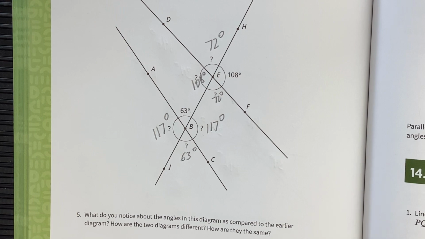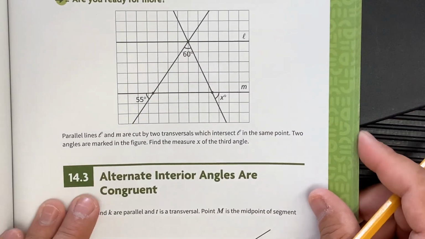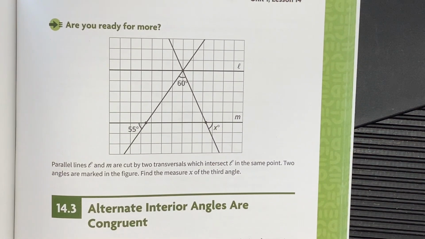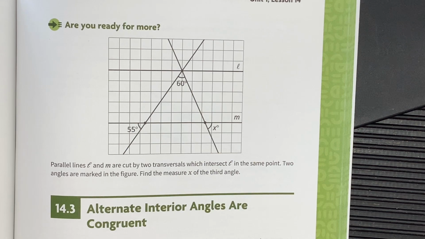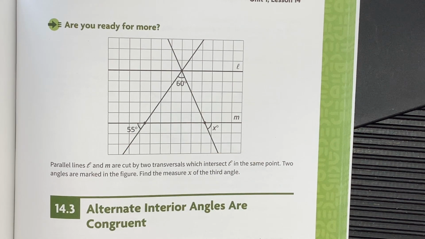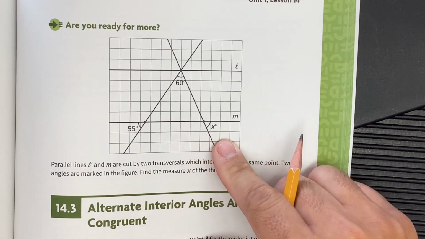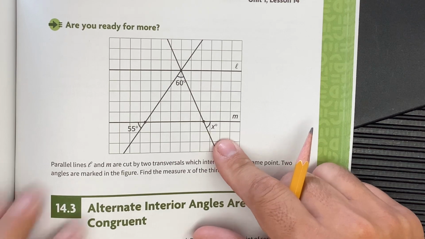Okay, we already answered 5. What is different about those? That one was not parallel. Taking a look at the Are You Ready? Kind of an interesting challenge problem here. We need to figure out what x is. And there are a couple different ways to do so.